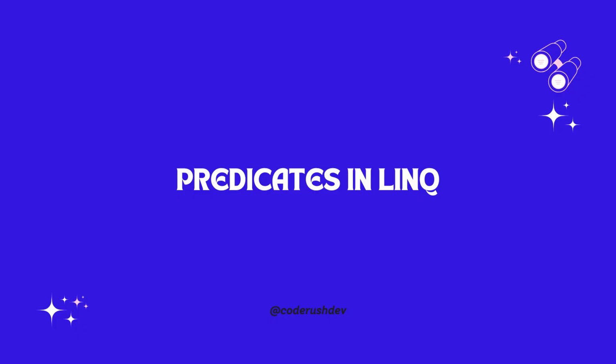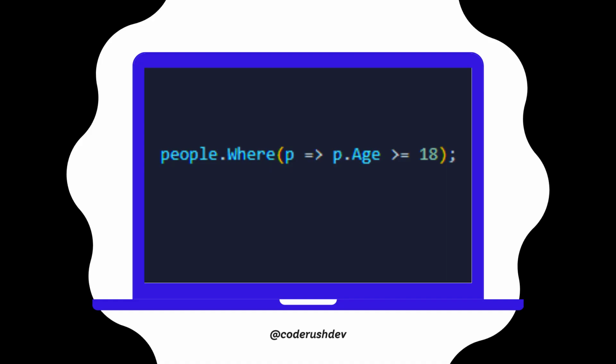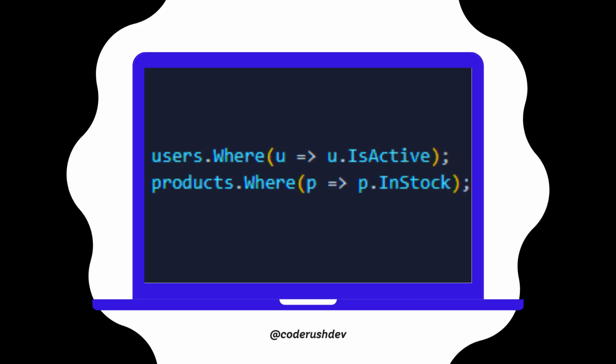Now, let's see where predicates are used all the time. The Where method here doesn't know what you want, so you give it a predicate. LINQ then asks this question for every item. Should I keep this one? Yes or no? Let's take a look at these examples. Each of these lambdas here is a predicate. They decide what stays and what goes.